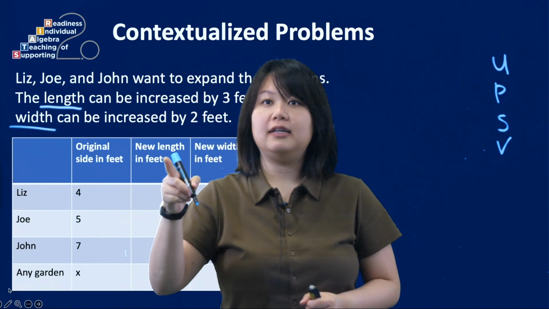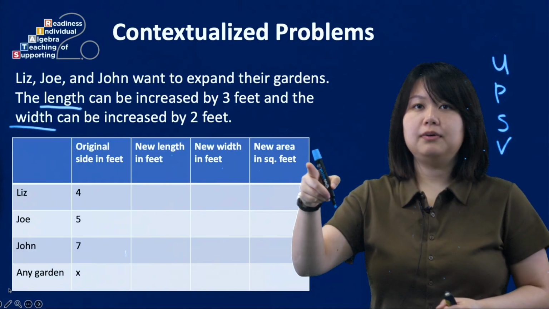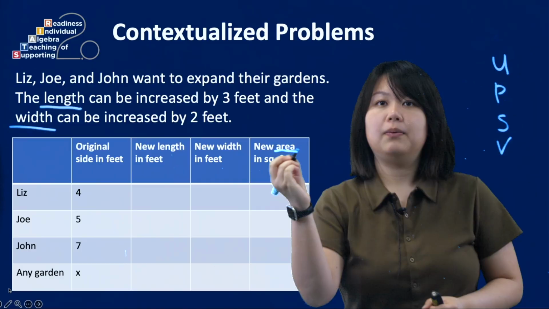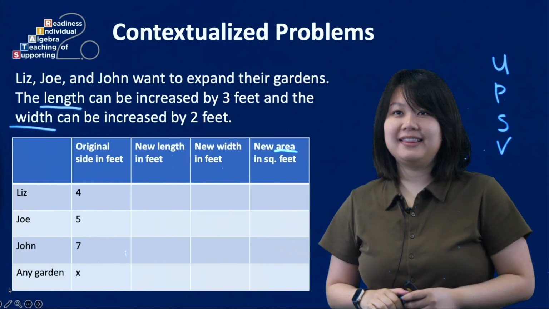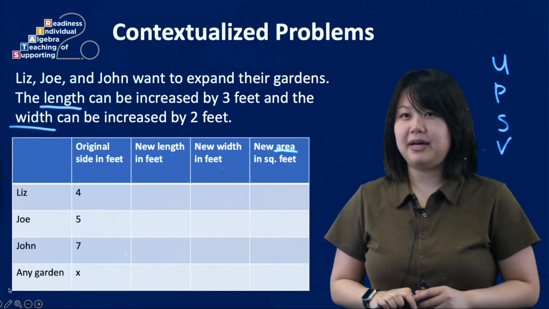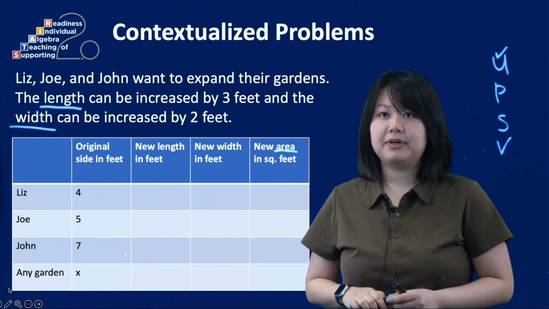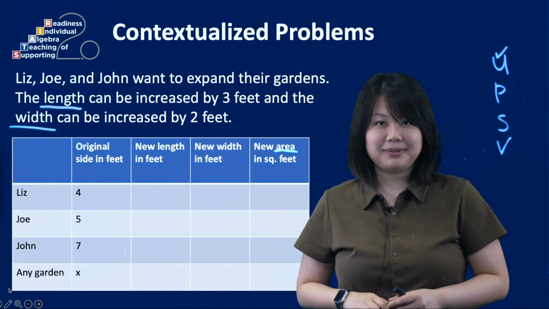And they're here in the table: length, width, and here's another column called new area. So I'm going to underline this because it seems important, where I'm going to solve for that. So I'm underlining what I think is important and what I think the problem is about. So I understand it and I read it, so I'm going to check off U. Now the next part is P, which stands for plan.